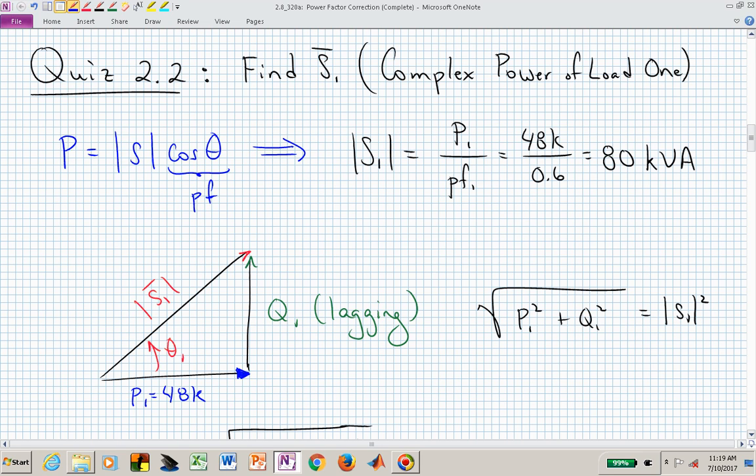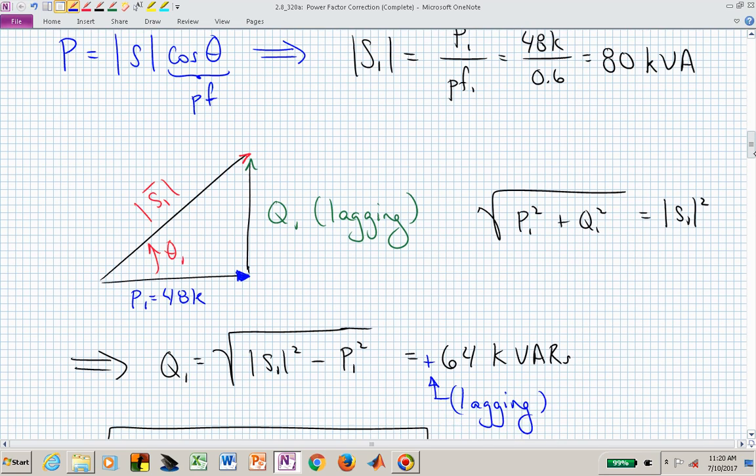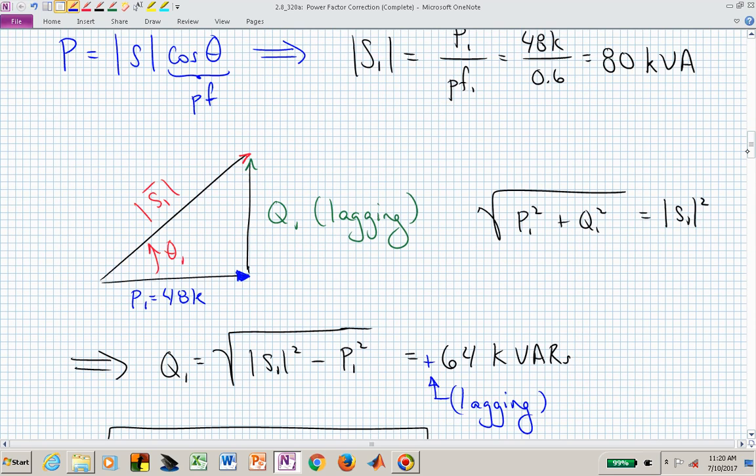Now you have two sides of the right triangle. You don't have the vertical side or the reactive side, but you can solve for that because you have the angle theta 1 from the power factor. You have the apparent power, which is the hypotenuse, and you have the real power, which is the horizontal piece. And because we were told that the power factor was lagging, we know that the reactive component is positive, or it's going up in the vertical direction.